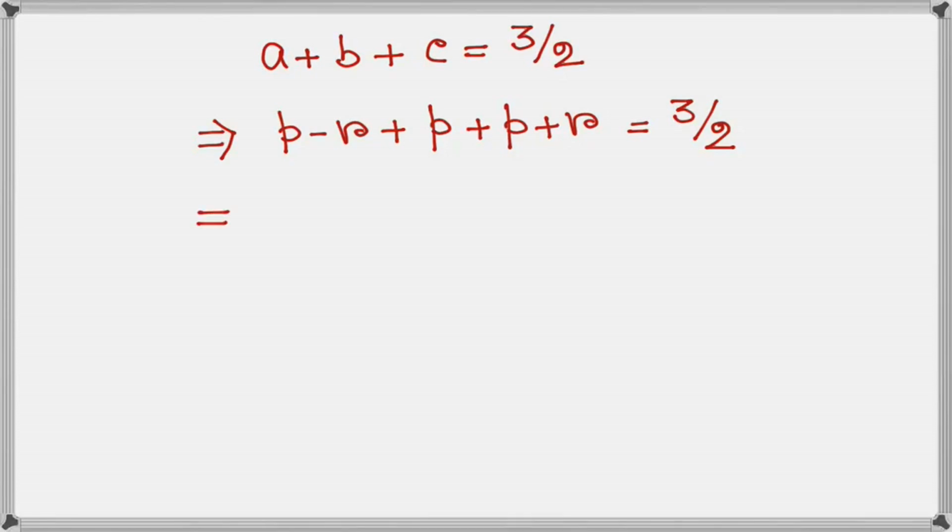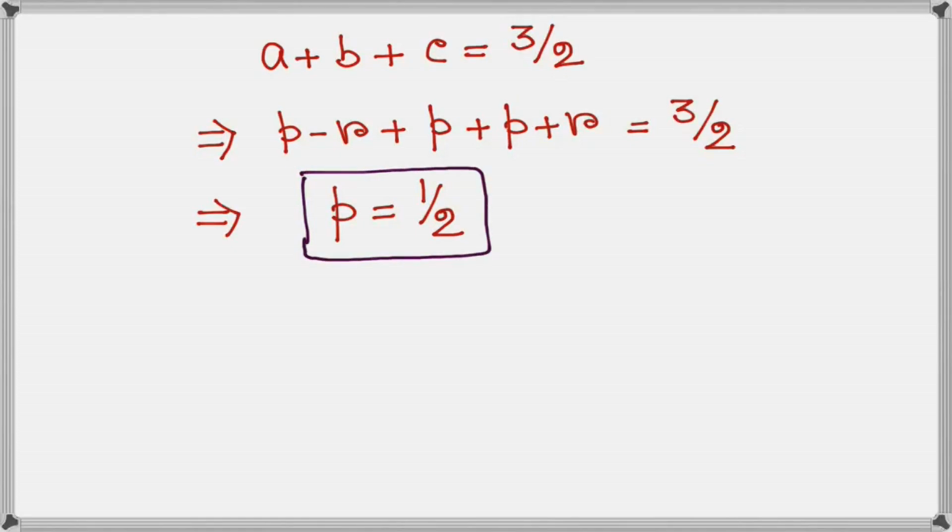So from here we are getting that P is equal to 1 by 2. Note that this is the value of B also. If we can now find out the value of R, then we know what is A, because A is nothing but P minus R. So half minus R. So we need to only find out now the value of R.